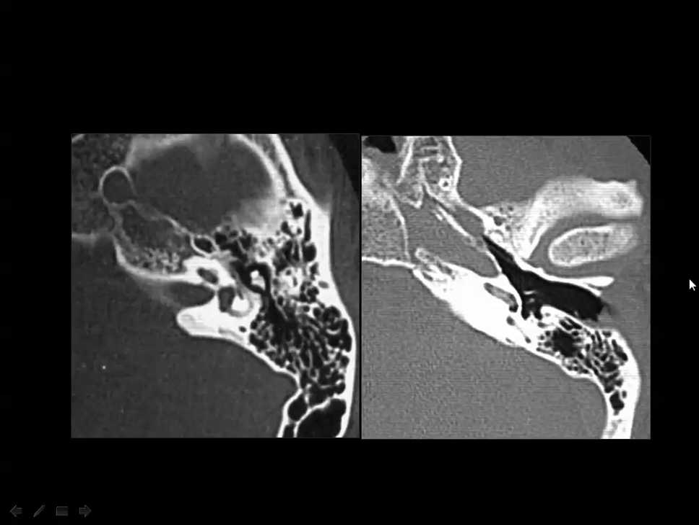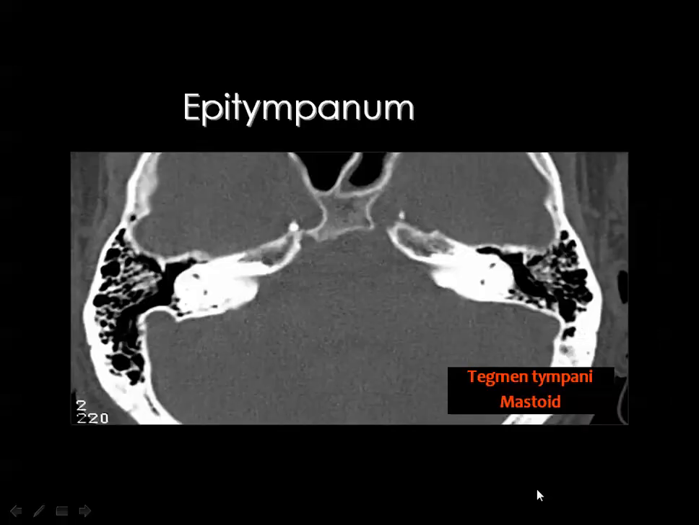If you go a little bit inferior, you will see two dots representing the handle of the malleus and the long process of the incus. You see the connection of the middle ear to the nasopharynx through the Eustachian tube, and you can see two depressions and one elevation. The elevation is the tympanic pyramid. The anterior depression, or the medial one, is the sinus tympani. The lateral one is the facial recess.